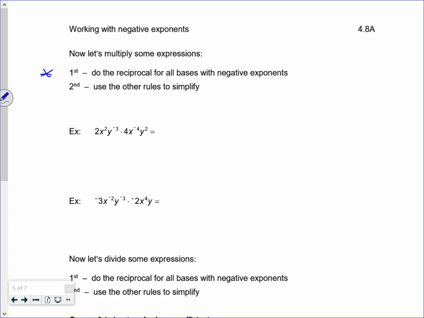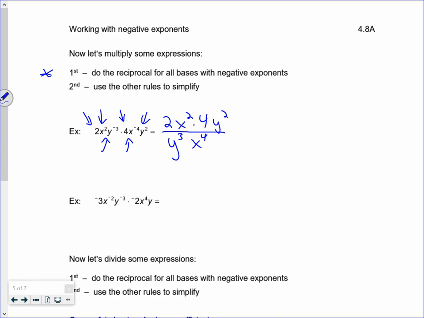I like to walk through the whole list, set up a fraction, and see what stays in the numerator, what goes to the denominator. Sorry, if it has a negative exponent, you do the reciprocal. All right? So here's a 2. Does that have a negative exponent? No. Here's an x squared. Negative exponent? No. Here's a y to the -3. Negative exponent? Yes. Here's a 4. Leave it where it is. Here's an x to the -4. Hold it down to the bottom. And here's a y squared. Leave it right where it is.